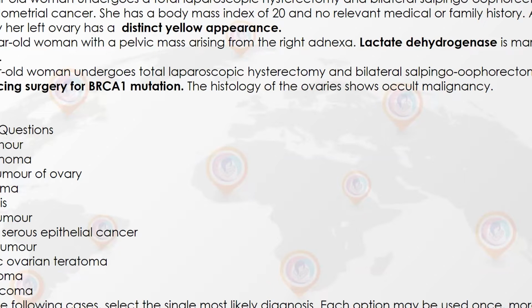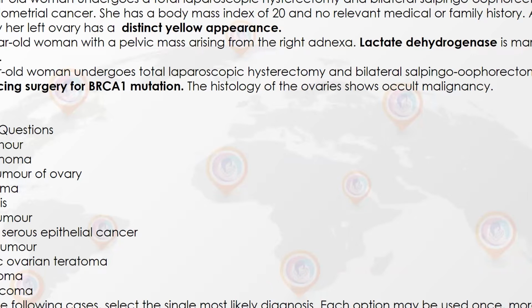So the first question is, a 45-year-old woman undergoes a total laparoscopic hysterectomy and a BSO for early endometrial cancer. She has a body mass index of 20, no relevant medical or family history, and at the time of surgery, her left ovary has a distinct yellow appearance. A distinct yellow appearance is suggestive of something, and that should give you a clue regarding the answer. Now, coming to the second question, we will be discussing the answers in a while.